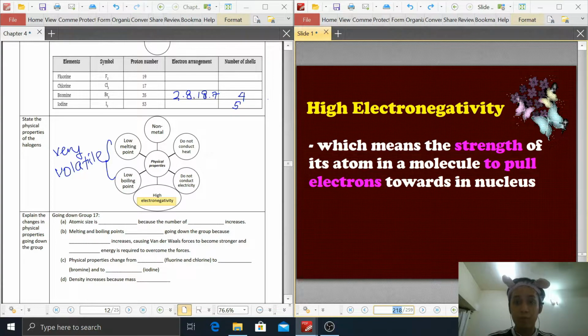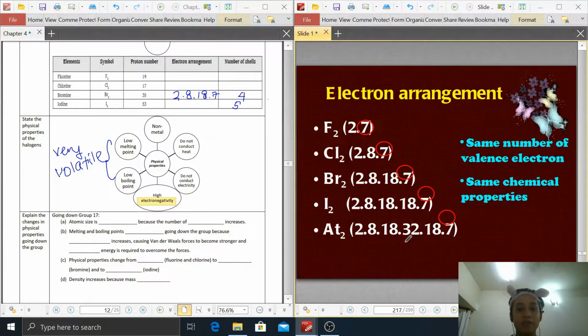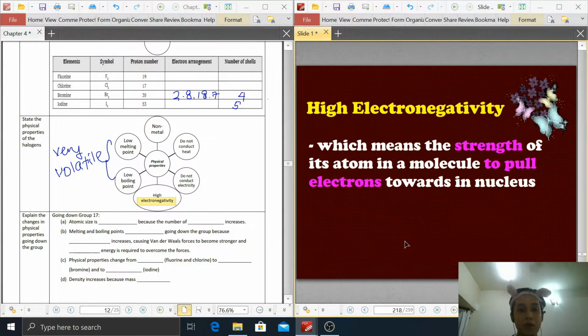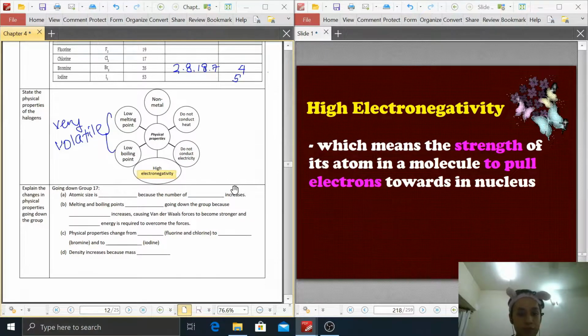Let me show you the proper definition here. The definition is the strength of an atom to pull electrons towards its nucleus. Later I'm going to show you a few examples. So technically that is the meaning of electronegativity. Now, the physical properties for group 17 elements. Let's look at the physical properties right here.